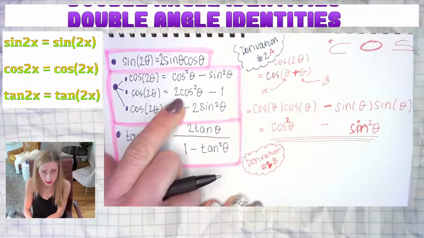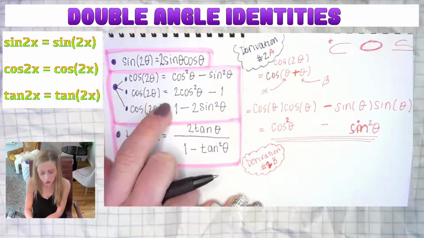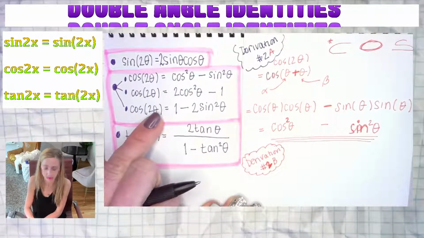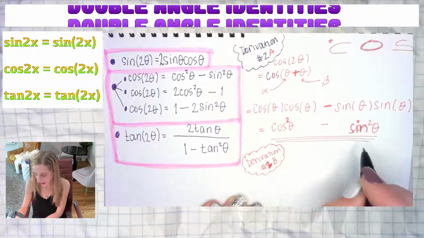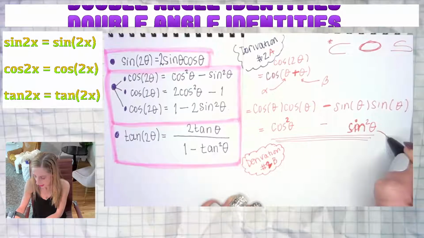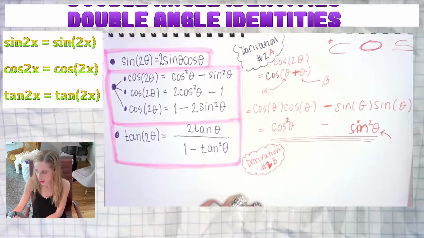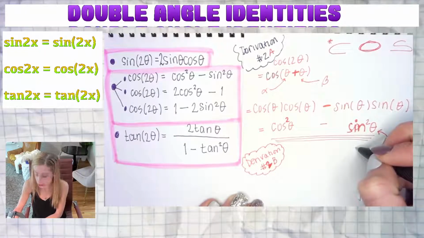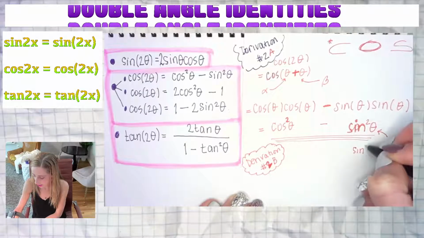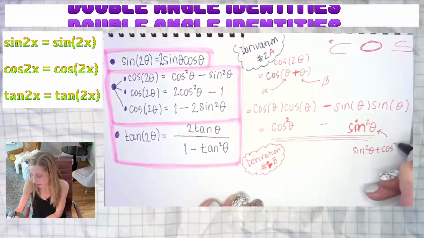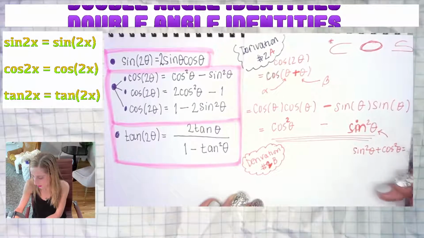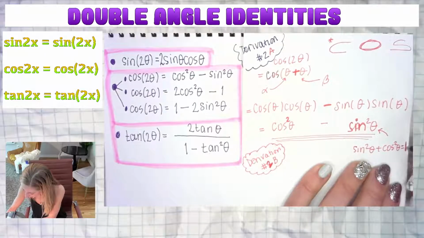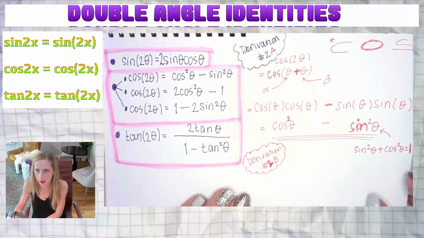What do we notice about the second version of the cosine double angle identity? Well, we don't have sine. We only have cosine. I want to get rid of this sine squared theta. I mentioned earlier, I gave a bit of a hint. I said we're going to reference or use some of the fundamental trig identities. The first Pythagorean identity we learned was sine squared theta plus cosine squared theta equals 1, okay.